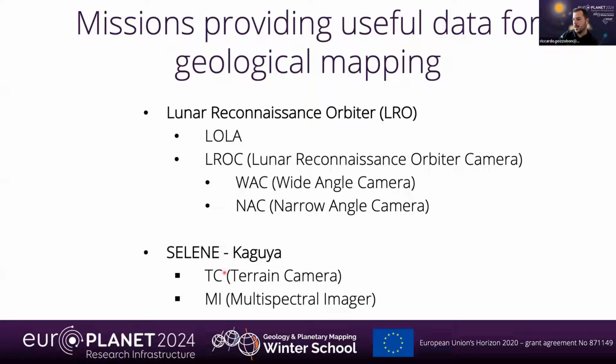And then there is the Terrain Camera and Multispectral Imager on board the Japanese mission, Kaguya. The repositories to download data are subdivided into more general repositories where you can access multiple data on multiple planetary bodies. We will see them later, but also mission-specific repositories where data is pre-processed for you and you can simply go there and download them. They are pre-prepared, map projected, calibrated. You can just download and use them in your GIS software to perform your mapping.